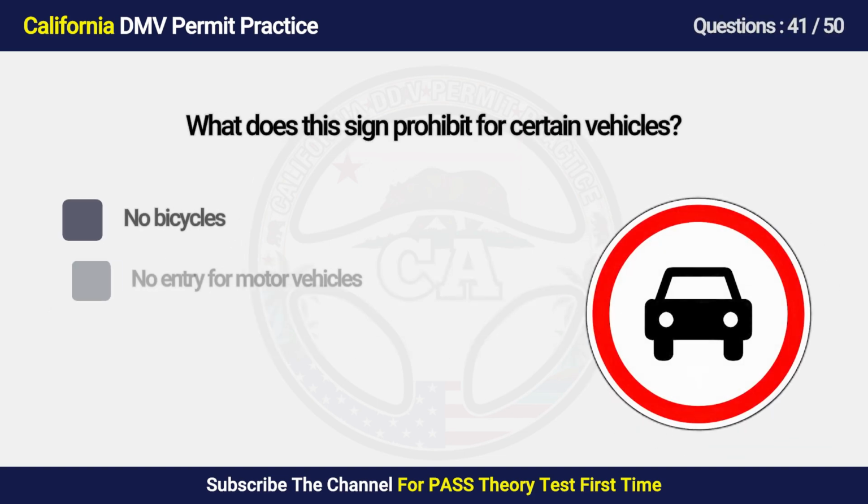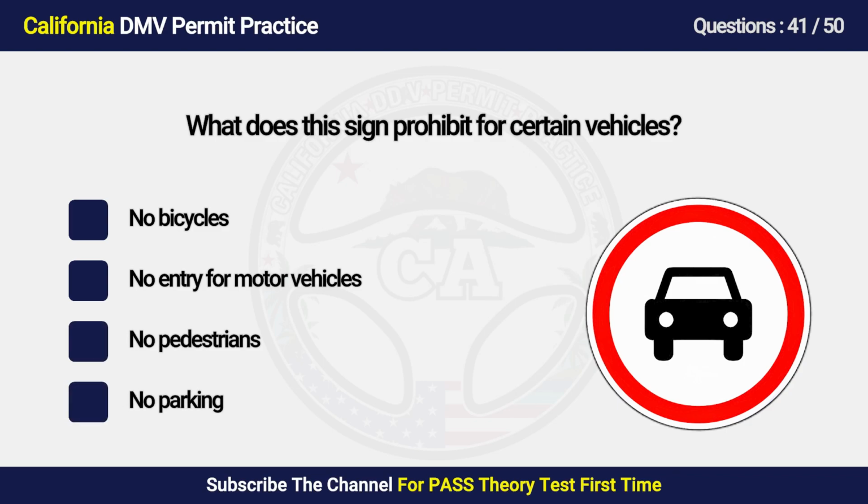Question 41. What does this sign prohibit for certain vehicles? A, no bicycles. B, no entry for motor vehicles. C, no pedestrians. D, no parking.